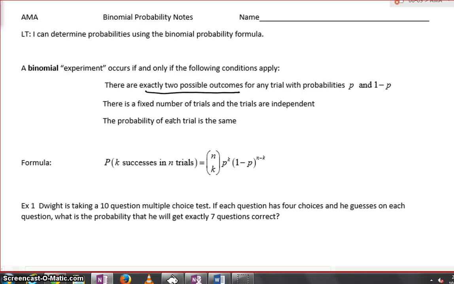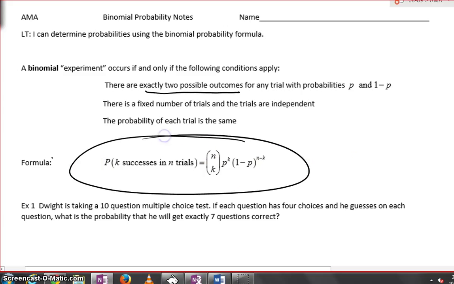In other words, we're going to repeatedly go through an experiment. Perhaps we're flipping a coin. We might flip a coin 10 times or something like that. So that's where we'd say a fixed number of trials. And the probability of each trial is the same. So this formula right here is super, super helpful. This is our number one go-to tool.